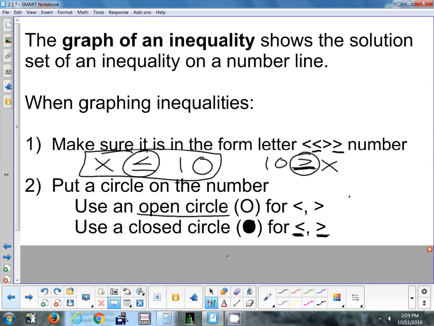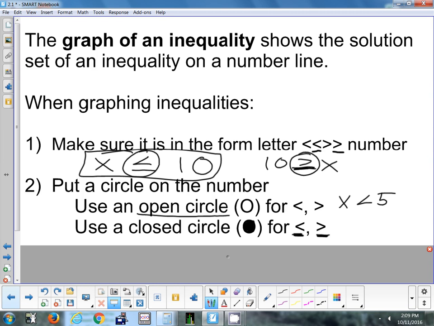Okay, if you had a problem like this, it doesn't have the extra symbol under it for equal to, so don't do anything extra like filling in the circle. Okay, so hopefully that makes sense.